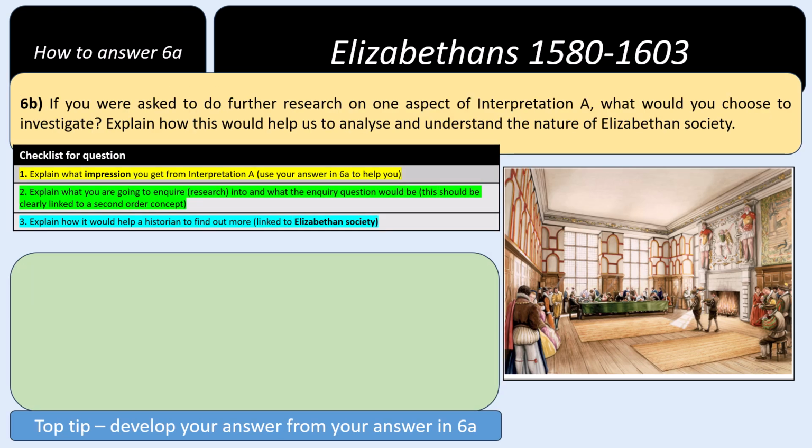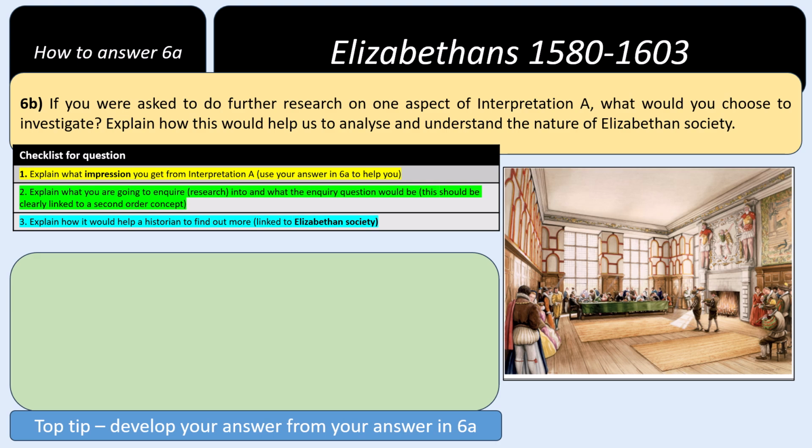Question 6B, if you are asked to do further research on one aspect of interpretation A, what would you choose to investigate? Explain how this would help us analyse and understand the nature of Elizabethan society. So the top tip to this question, you need to begin by explaining what impression you get from interpretation A. Use your answer in 6A to help you. What are you going to inquire into? What are you going to research into? And what would that question be?